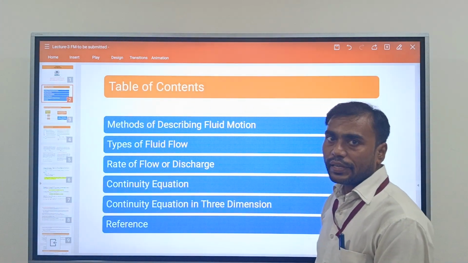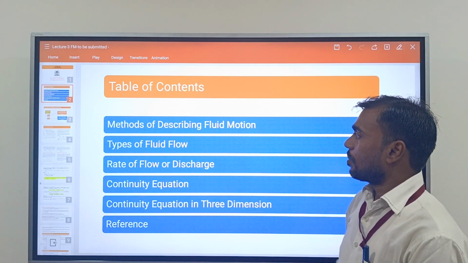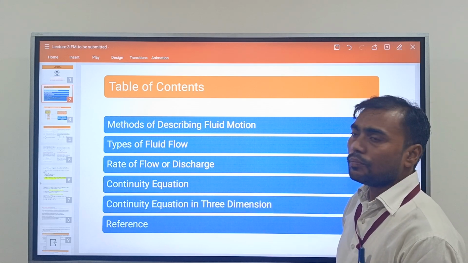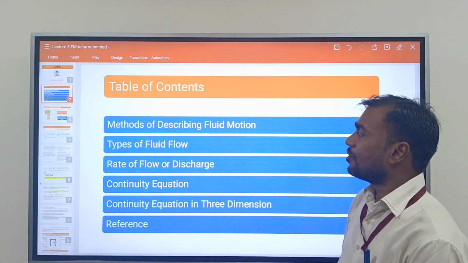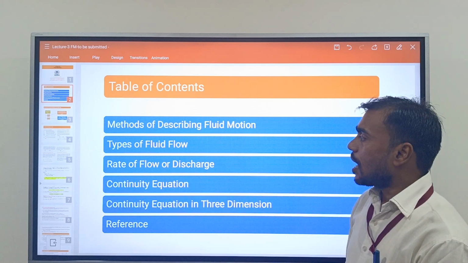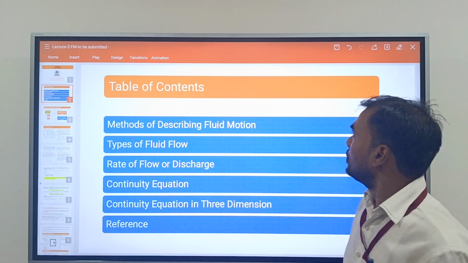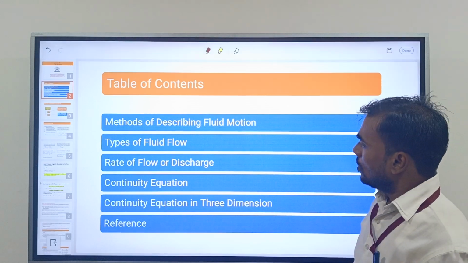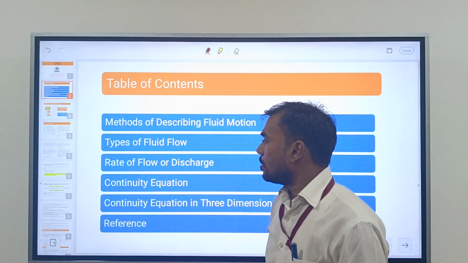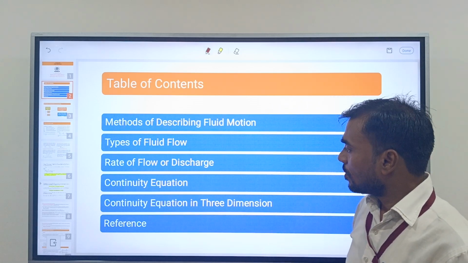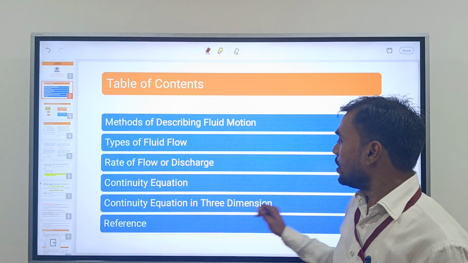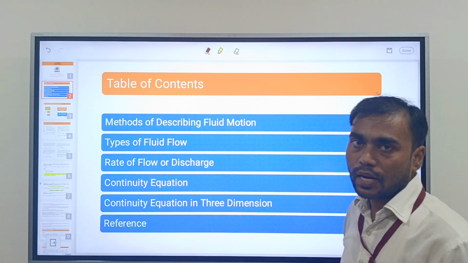This is the table of contents. Today I will discuss with you methods of describing fluid motion, types of fluid flow, and rate of flow or discharge. Next, continuity equation, continuity equation in 3 dimensions, and the last slide will be references.